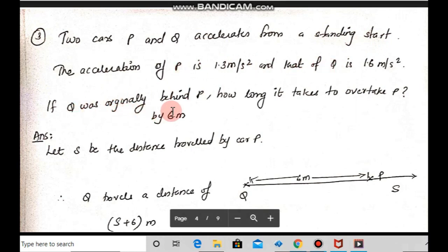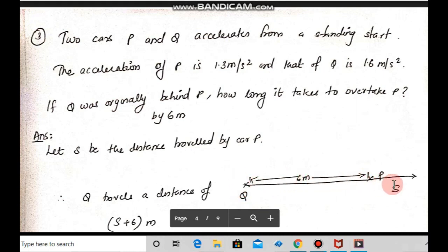Now next is, if Q was originally behind P by 6 meter, how long does it take to overtake P? Okay, it is told that Q is behind P by 6 meter. So I have drawn a figure which shows that. Suppose P is at this point and Q is here behind P. Imagine you have a vehicle here. Q is 6 meter behind P.